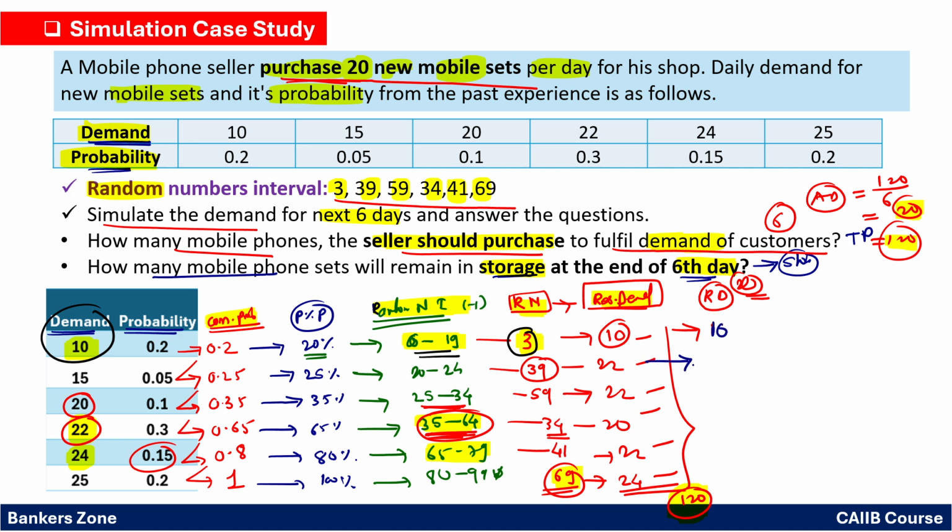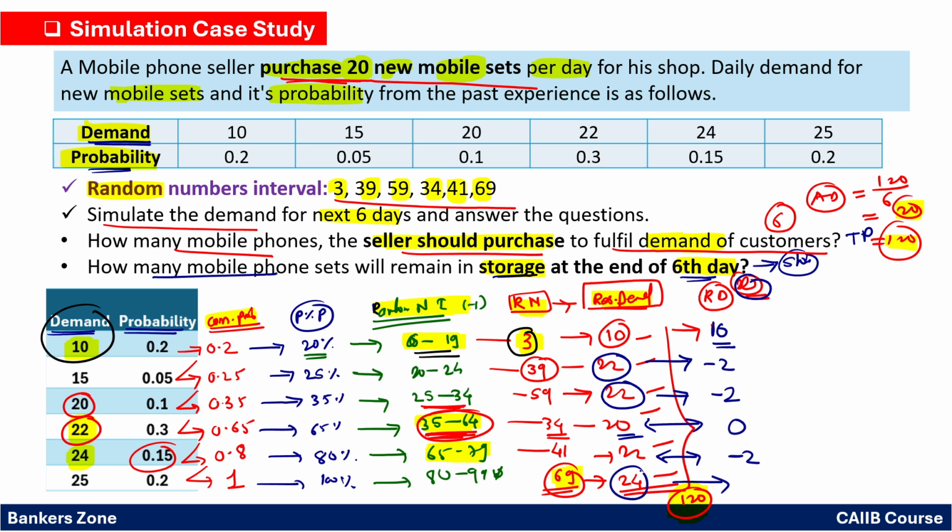So on the next day, we are again purchasing 20, right? On the next day, how much are we purchasing? Again 20, but demand is 22. So minus 2 will be the remaining demand. Again 22 is the demand and we are purchasing only 20, so remaining demand will be minus 2. Then 20 purchasing, 20 demand, so remaining demand will be 0. 22 is the demand, 20 we purchase, so minus 2.